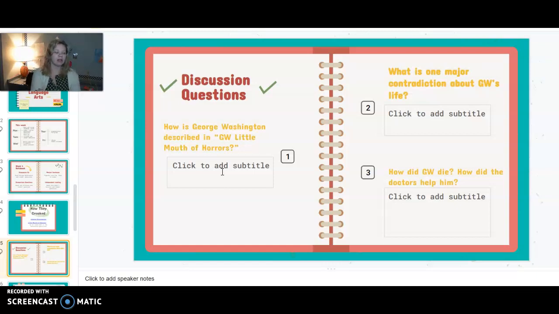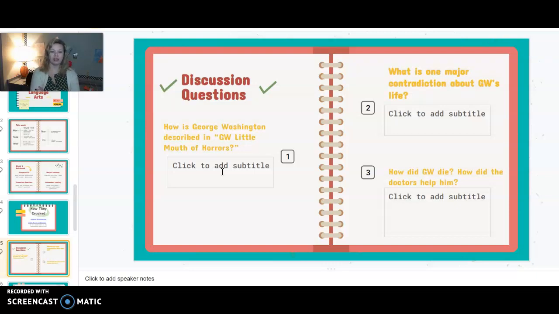Remember, when I talk about how George Washington is described, I want you to think about his personality, not like how he looked. We know kind of what George Washington looks like. He's on our dollar bills, right? This isn't uncommon information. I want to know how he is described as a person, his personality, his character. What is he like? From that story, anyways.